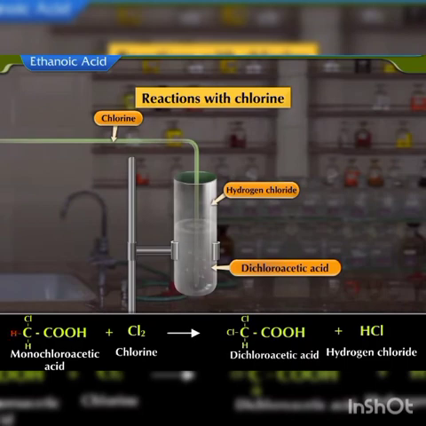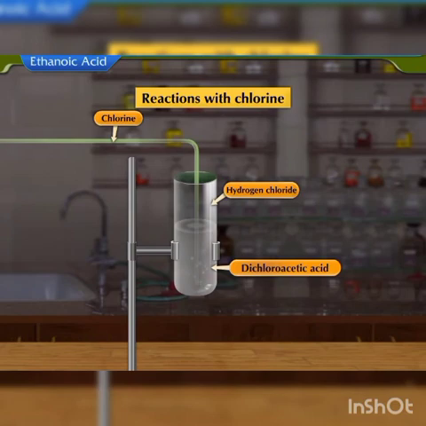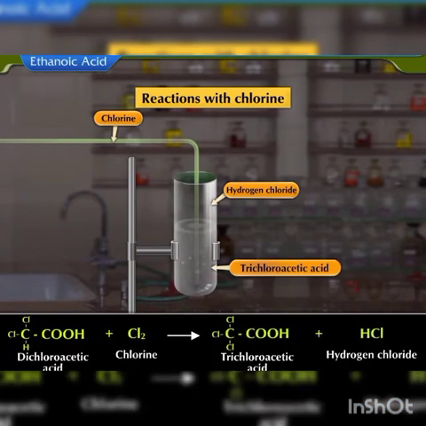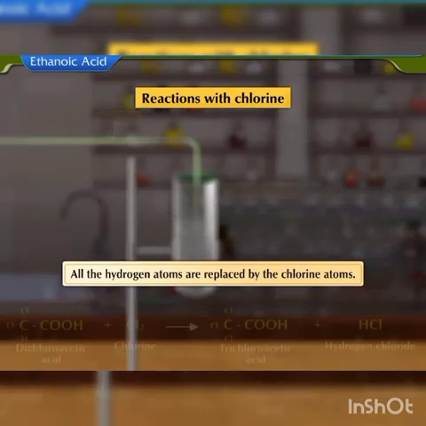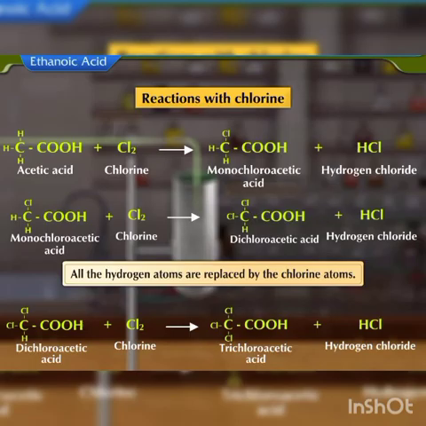Here, one more hydrogen atom is replaced by the chlorine atom. Dichloroacetic acid further reacts with chlorine to form trichloroacetic acid. Here, the third hydrogen atom near the carbon atom is replaced by the chlorine atom. In this way, all the hydrogen atoms are replaced by the chlorine atoms.